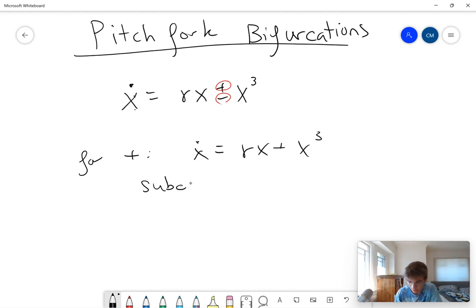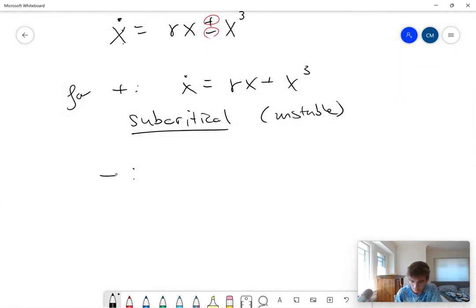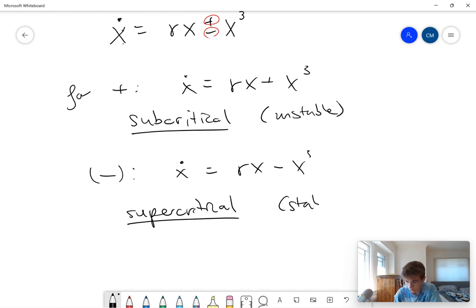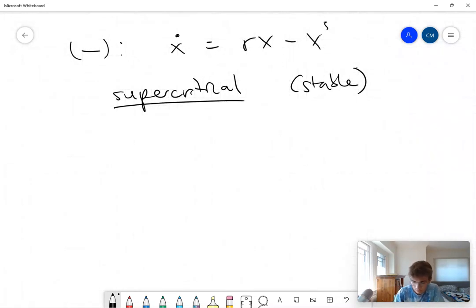This is called subcritical. And we want to think of it as unstable. If we have a negative sign, then we're going to have x dot is equal to rx minus x cubed, and this is called supercritical, which is more stable. So let's look at the supercritical case first, okay? So I want to emphasize this is what we like to call pitchfork bifurcation.